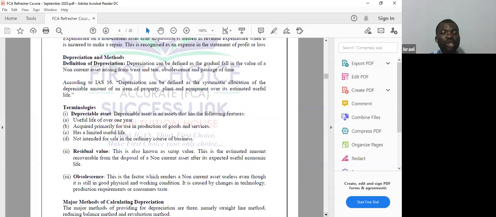It's talking about the value that has actually been reduced. If you look at the definition that I've read there, this is the estimated amount recoverable from the disposal of a non-current asset. So when you dispose of the asset, what you get is what we call residual value. So if that's the case, then what is the cost of the asset? If I want to sell it, what is the residual value? Calculate it based on the way you see fit.